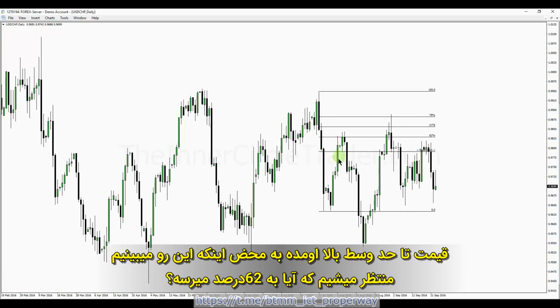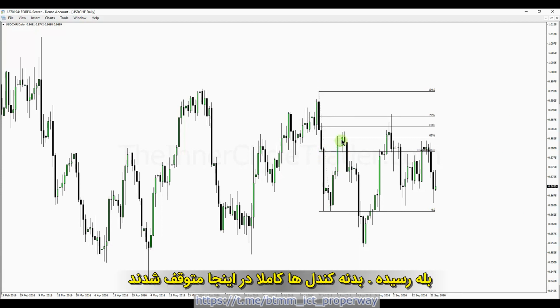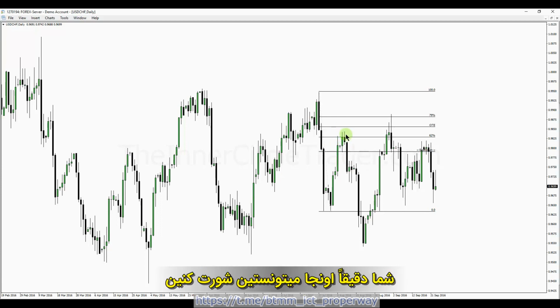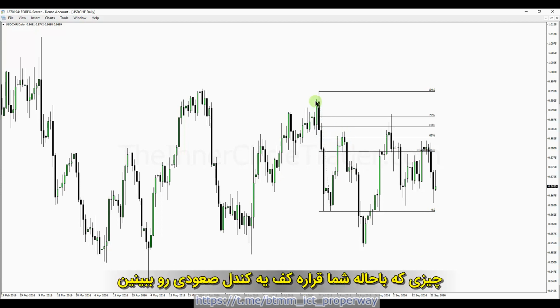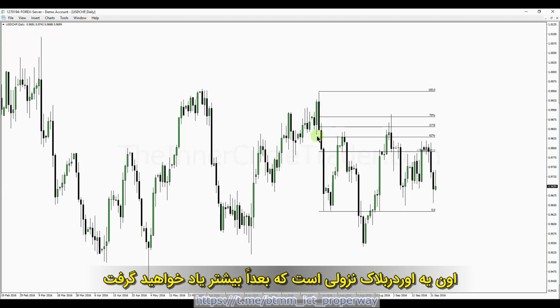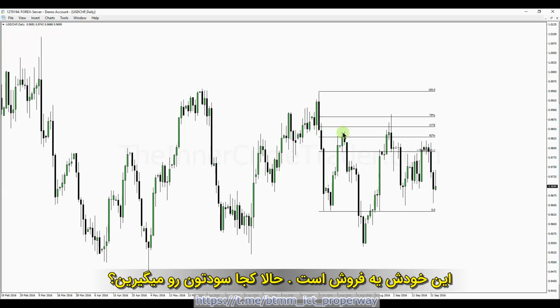Here's equilibrium. Price expands to equilibrium. Once we start seeing that, we watch. Does it get to 62? It does. The bodies of the candle stop perfectly right there. You could sell short right there. What's nice is you're going to see the bottom of this candle, this up candle. That's a bearish order block, which you'll learn more about. That's a sell by itself.